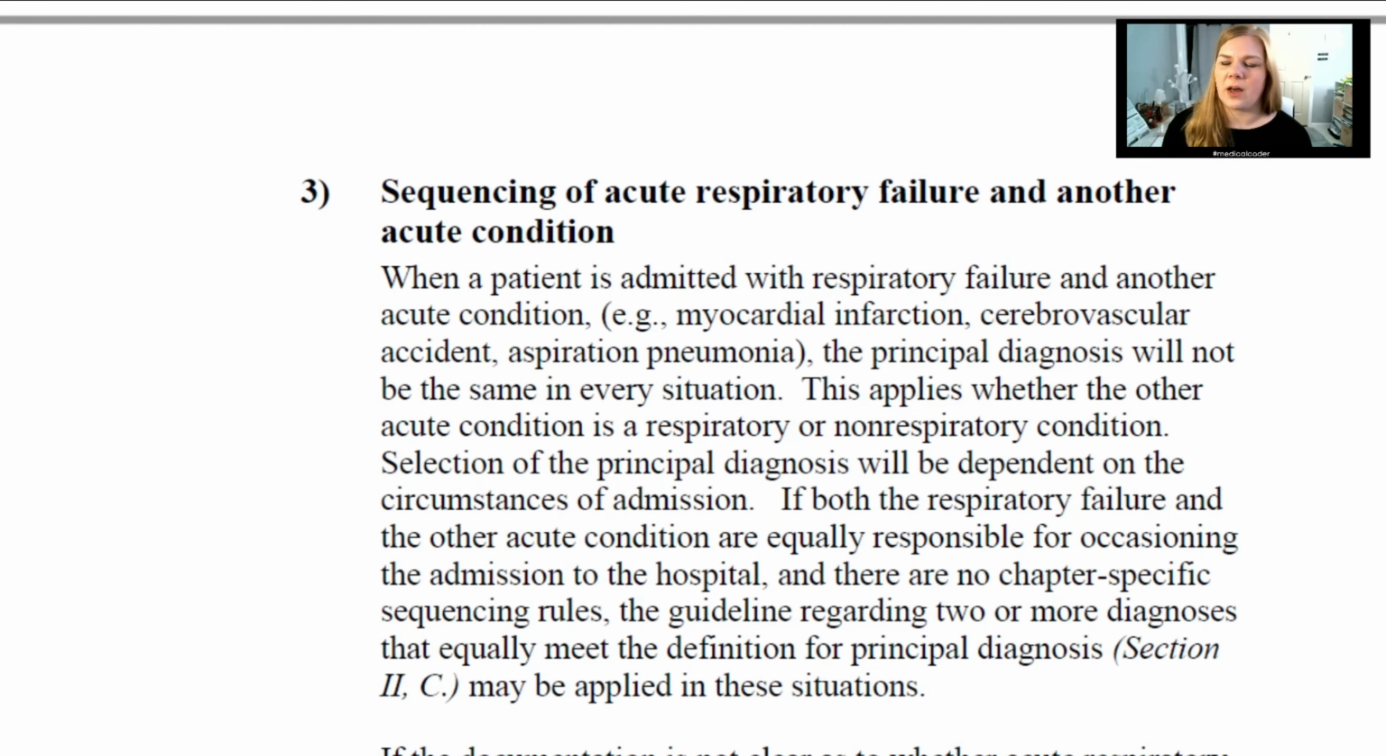This applies whether the other acute condition is a respiratory or non-respiratory condition. Selection of the principal diagnosis will be dependent on the circumstances of the admission. If both the respiratory failure and the other acute condition are equally responsible for occasioning the admission, so why it caused the admission to the hospital, and there are no chapter-specific sequencing guidelines, the guideline regarding two or more diagnoses that equally meet the definition for principal diagnosis apply in those situations.